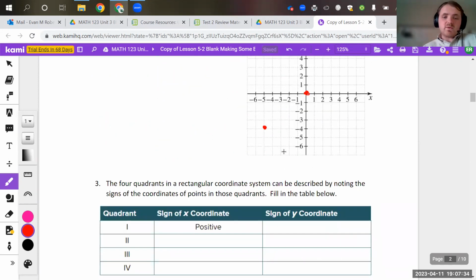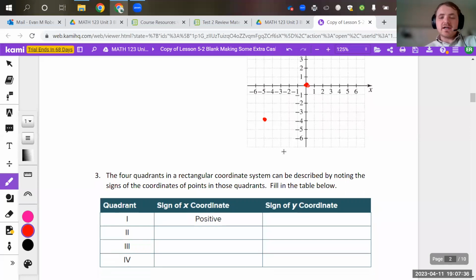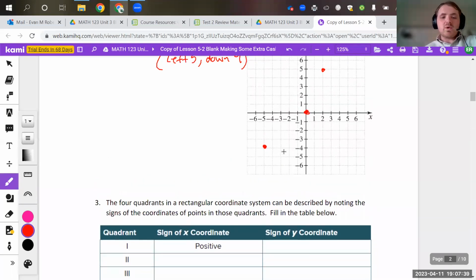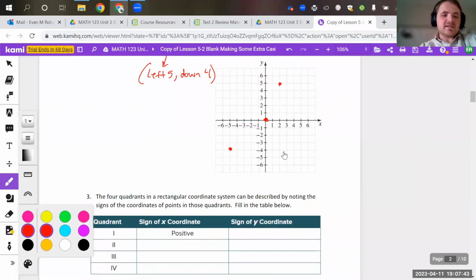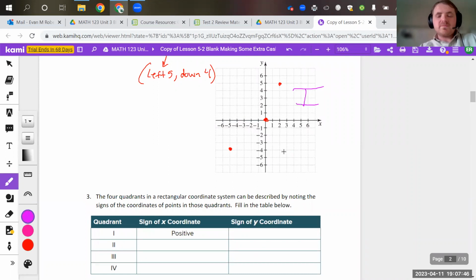This next question is looking at the quadrants of a rectangular coordinate system. Remember, we name the quadrants with Roman numerals. If I can keep it on the same page, we call this quadrant 1, and then we go counterclockwise: quadrant 2, quadrant 3, and quadrant 4. If you had any point in this top right quadrant, you would have to travel right and travel up, no matter how far right or how far up. So both of those are going to be positive.